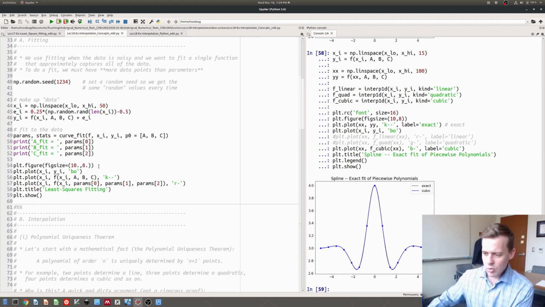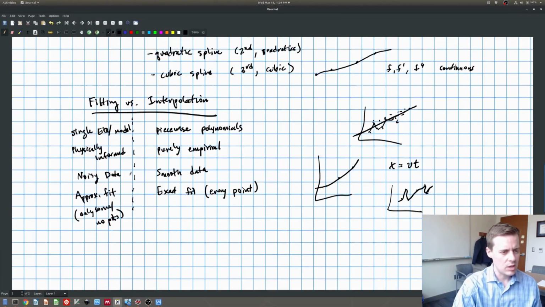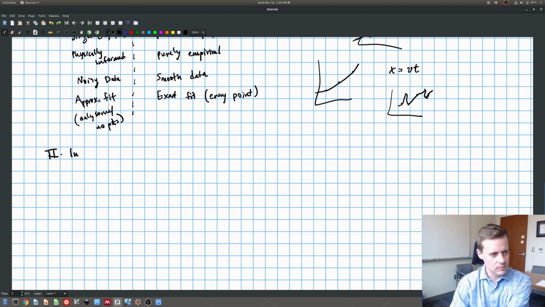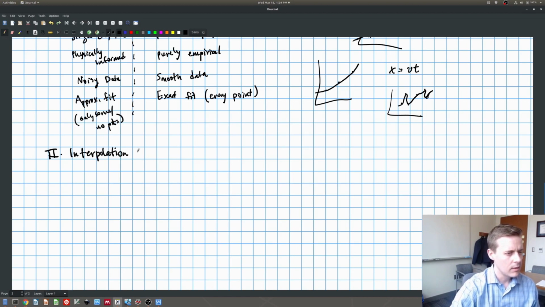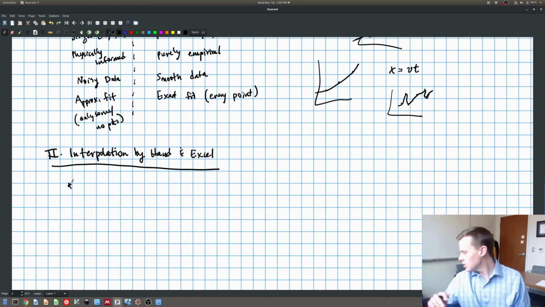So look, we have one more section here. Before I get off of this screen, I went the wrong way. One more section here to do on the paper before we move on to Python examples. So the last little bit here is interpolation by hand and by Excel. Okay, the Excel part will be really quick.